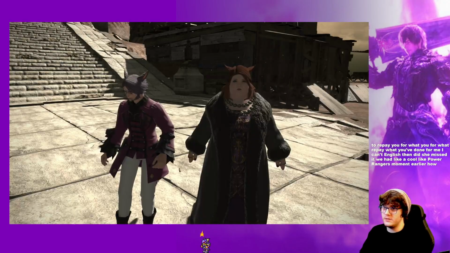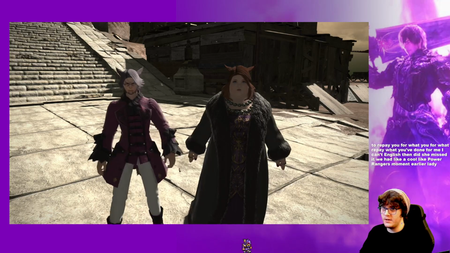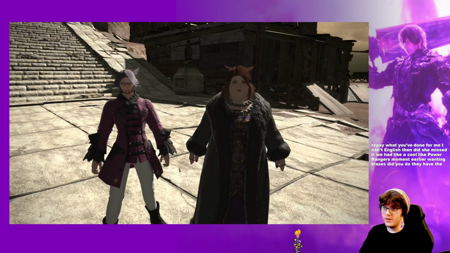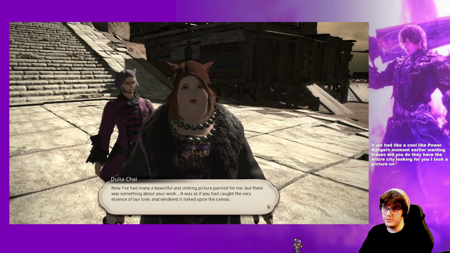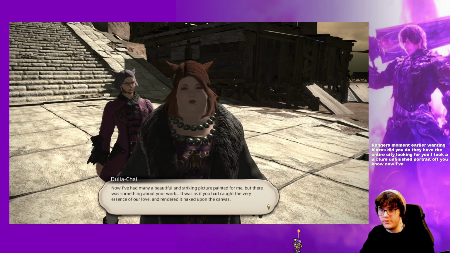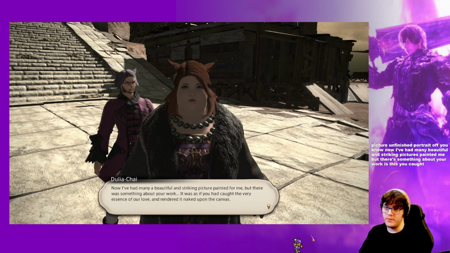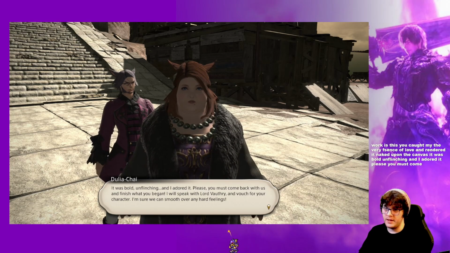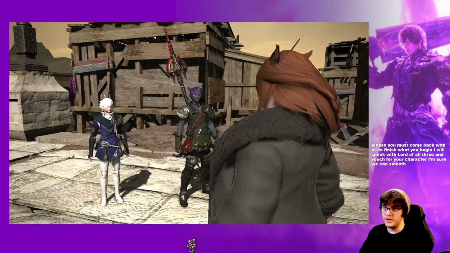Alphinaud. Lady Chai? What in blazes did you do? They have the entire city looking for you. I took a peek at your unfinished portrait, Alphinaud. Now I've had many beautiful and striking pictures painted of you, but there's something about your work. It was as if you caught the very essence of love and rendered it naked upon the canvas. It was bold, unflinching, and I adored it. Please, you must come back with us to finish what you began. I will speak with Lord Vothry and vouch for your character. I'm sure we can smooth over any hard feelings.